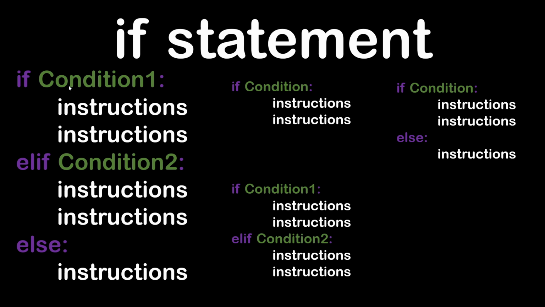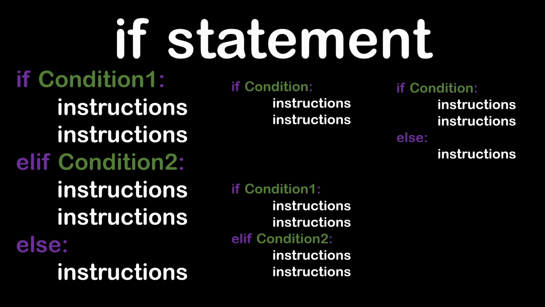If both of these conditions, condition 1 and condition 2, are false, in this case, the program will go to the third keyword, which is else here. And we have another block of instructions that will be executed.